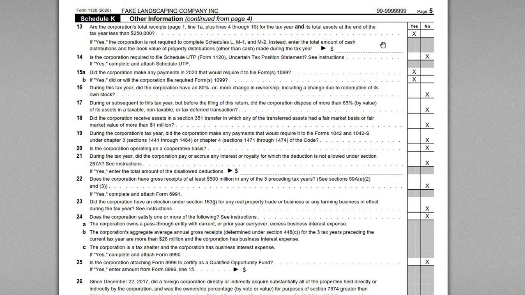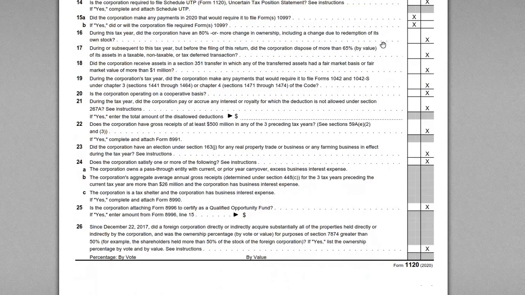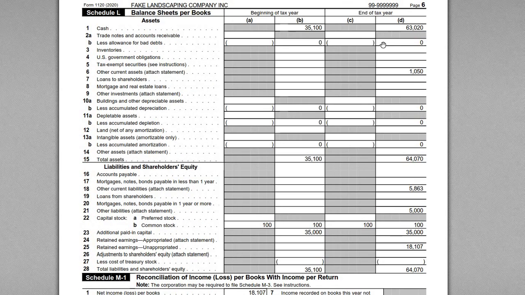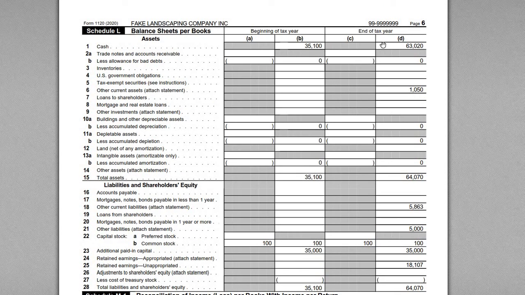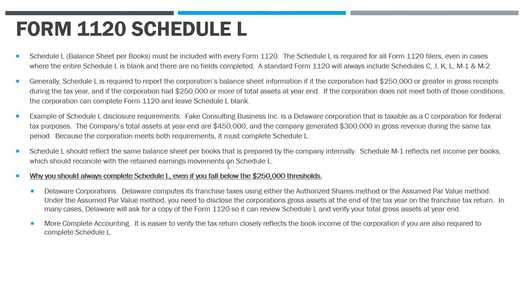Again, we're answering the question yes, but I'm going to go ahead and complete Schedule L anyway because I want to provide that information, and I'm also going to highlight why in some circumstances it makes sense to do this. So if we go back to the slide, let's look at an example of where you would definitely need to file. Say you had Fake Consulting Business Inc., a Delaware Corp. The company's total assets at year end are $450K, and the company had $300K in gross receipts during the same tax period. Because this company meets both requirements, it has to complete Schedule L. There's no way around that.